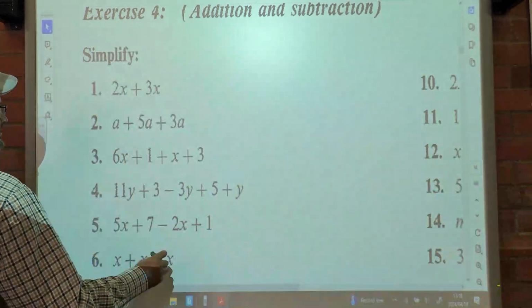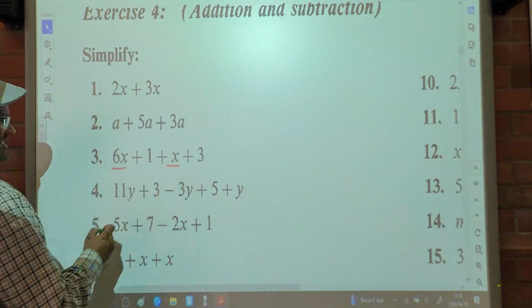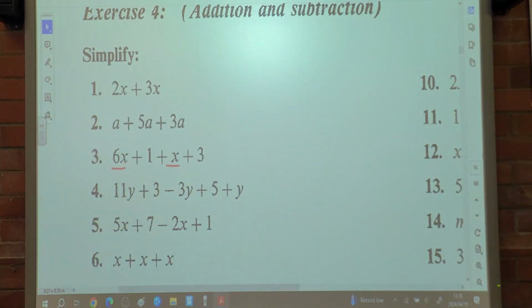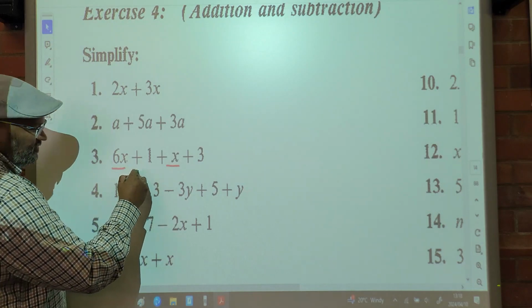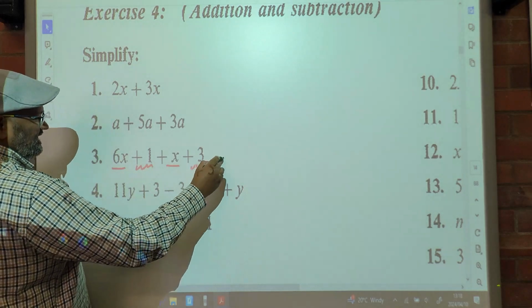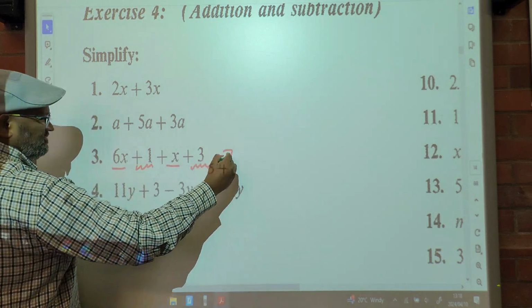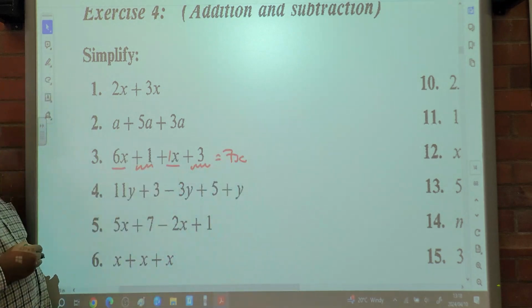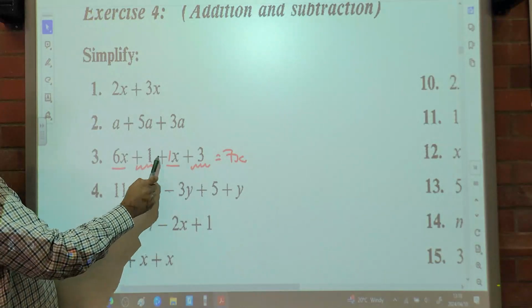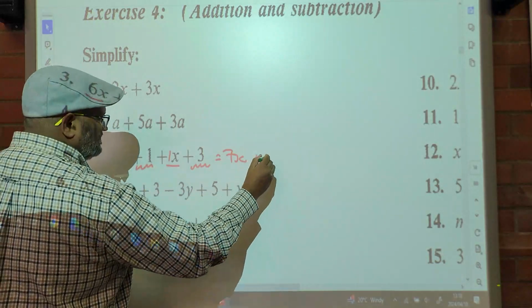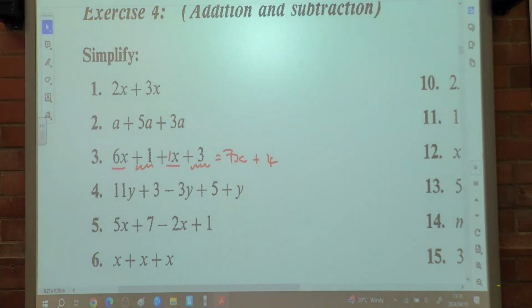Okay. So 6x and x are like terms, so I group them. Then 1 and 3. So what's 6x plus x? 7x. Remember, if there's nothing, there's a 1 in front. What is 1 plus 3? 4. So it's plus 4. Okay.